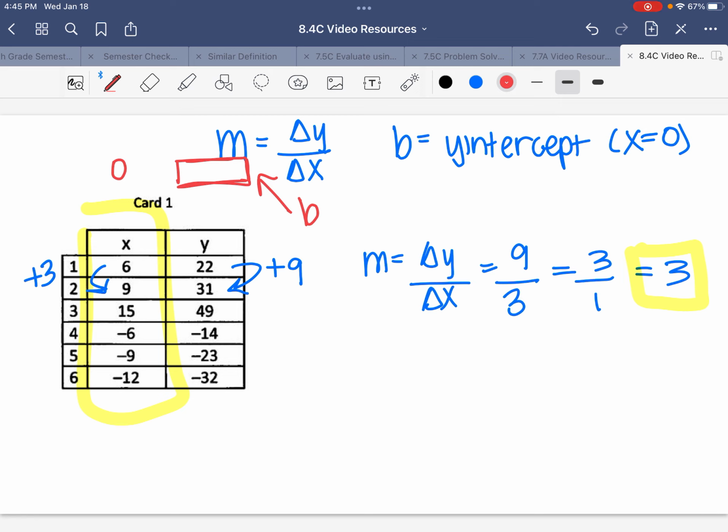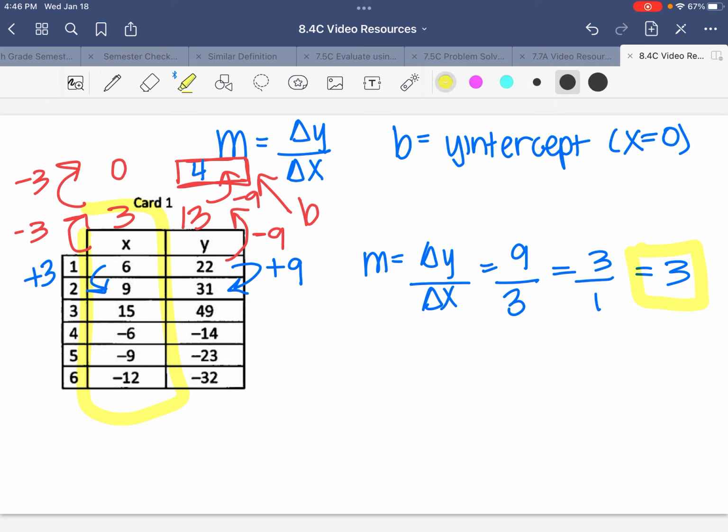So if moving down, they were adding 3 to x, and then they had to add 9 to y, I can work backwards. And if I take 3 away, now x is 3, which means on my y side, I would need to take 9 away. And so 22 take away 9 is 13. And I'm not quite there yet, so I would take away 3 more, which gets me to x equals 0. And I would take away 9 more from 13 to get a y-intercept of 4.